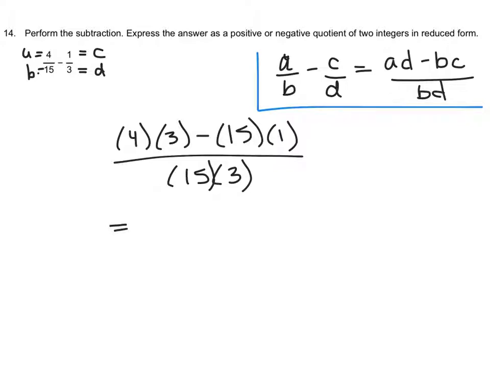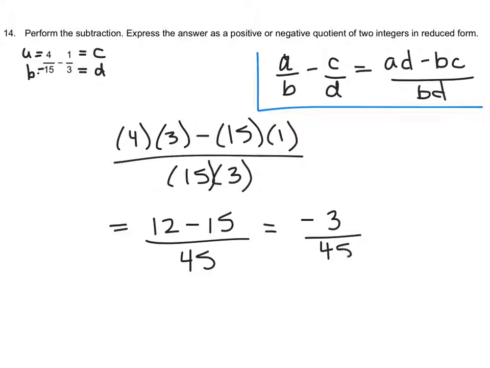First I'm going to multiply 4 times 3, which is 12, and then 15 times 1, which is 15. Next, we'll multiply the denominator, which is 15 times 3, and that's 45. 12 minus 15 is a negative 3, so my answer is negative 3 over 45.